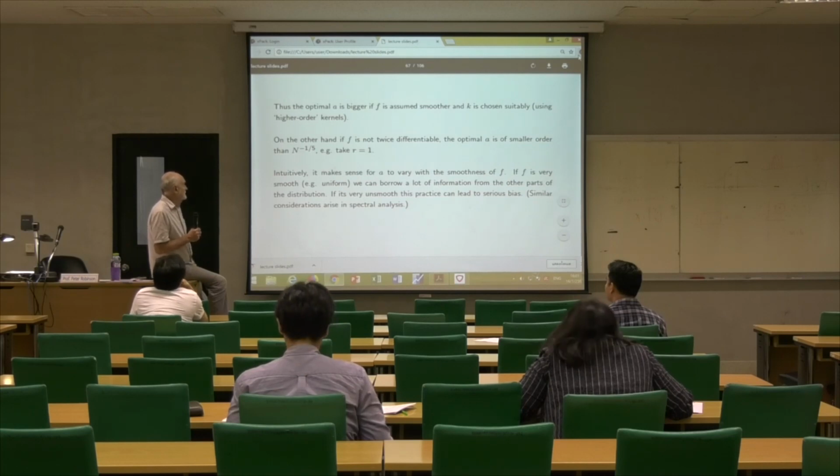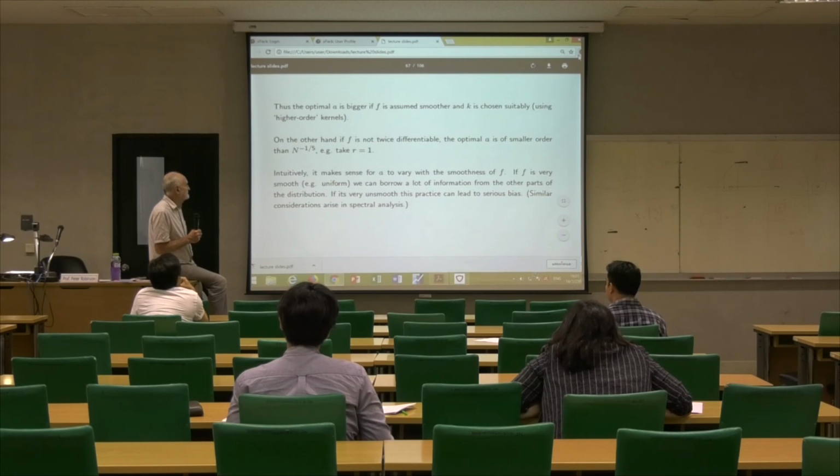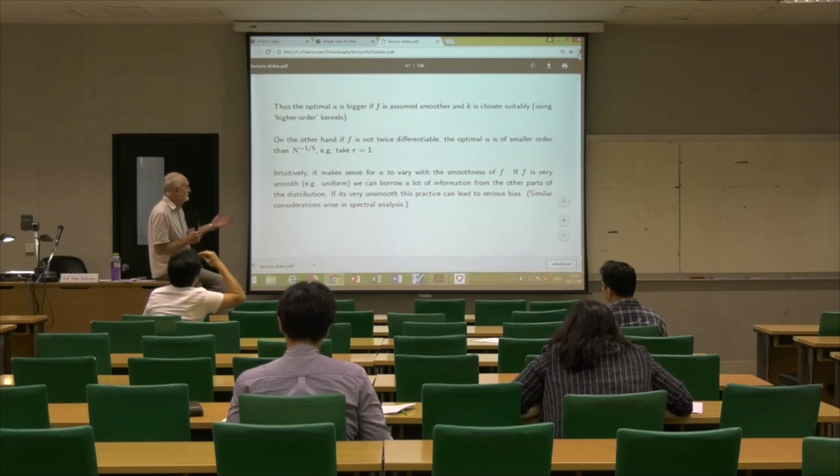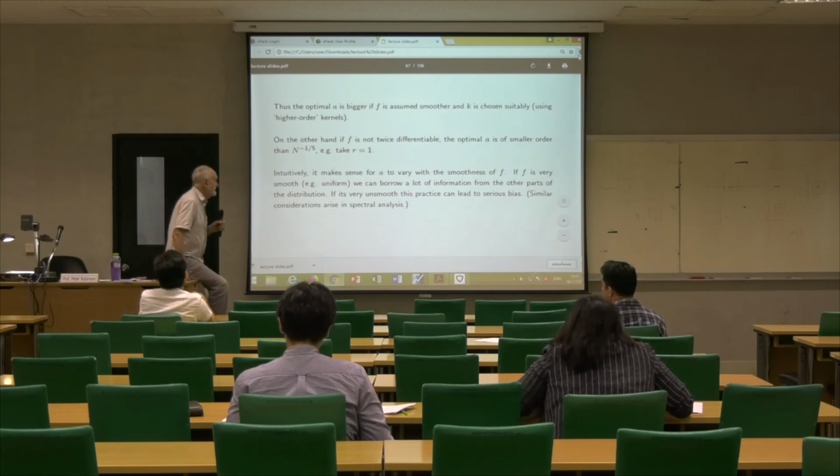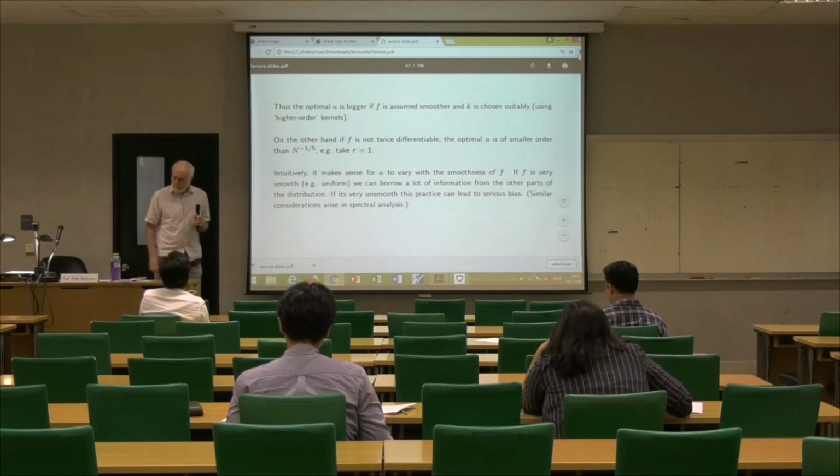So this is just intuitive. It makes sense, obviously, to vary the smoothness of F. If it's very smooth, we borrow information from other parts of the distribution. If it's very unsmooth, this practice can lead to serious bias.